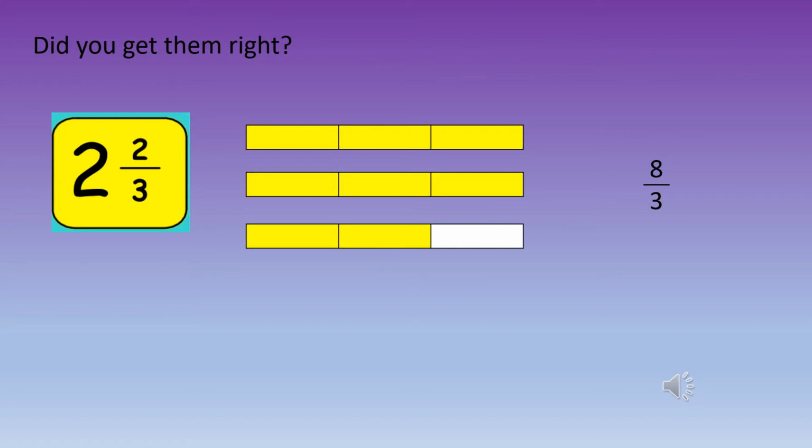You can see from the diagram that each of my diagrams is split into thirds, and 2 of them are completely shaded in to show the 2 wholes, and the last one only has 2 of the thirds shaded in. If we count up the number of thirds, there are 8 thirds shaded in, which gives you the improper fraction of 8 over 3.